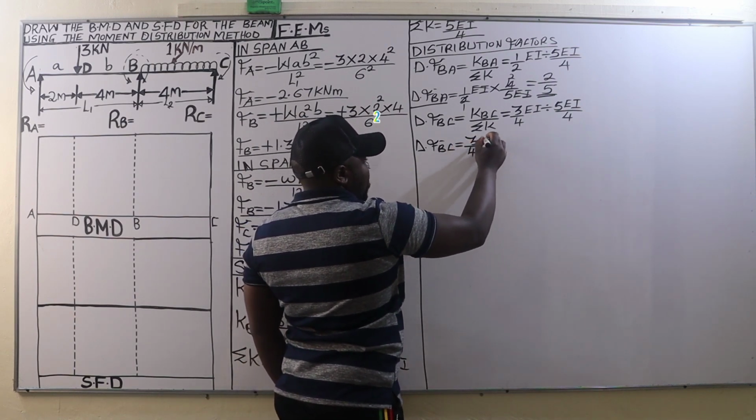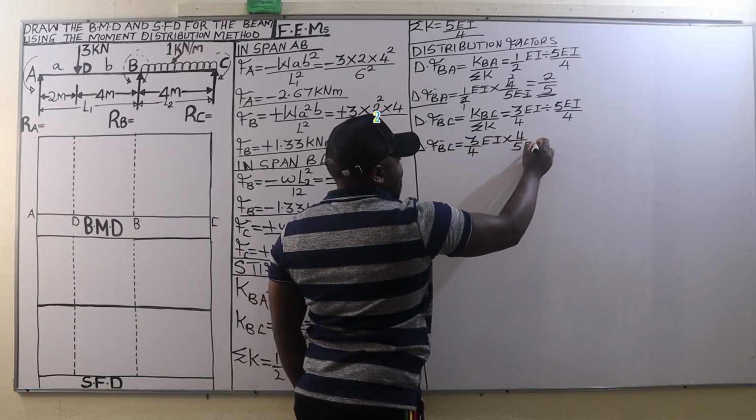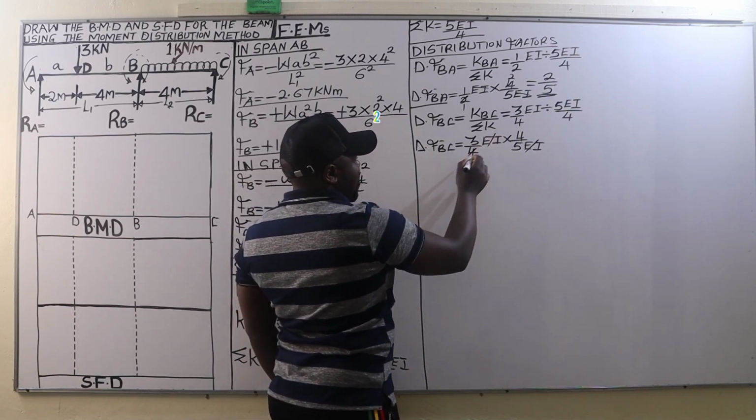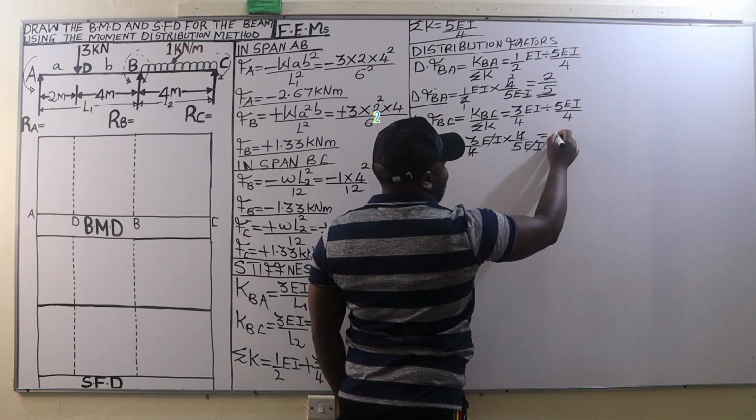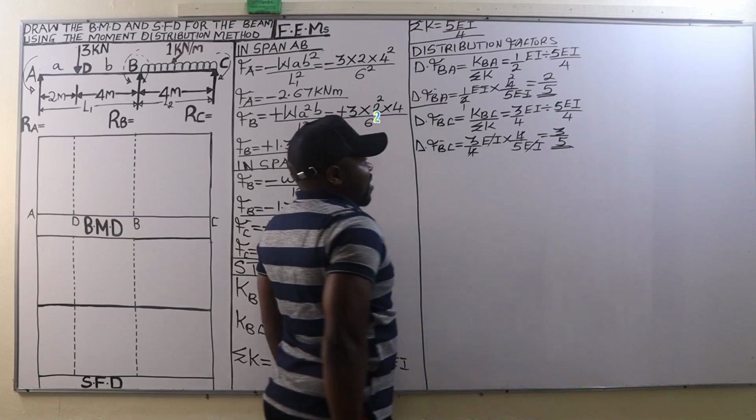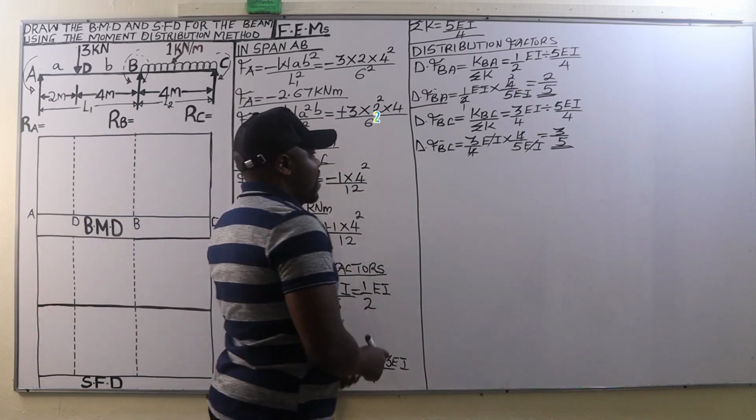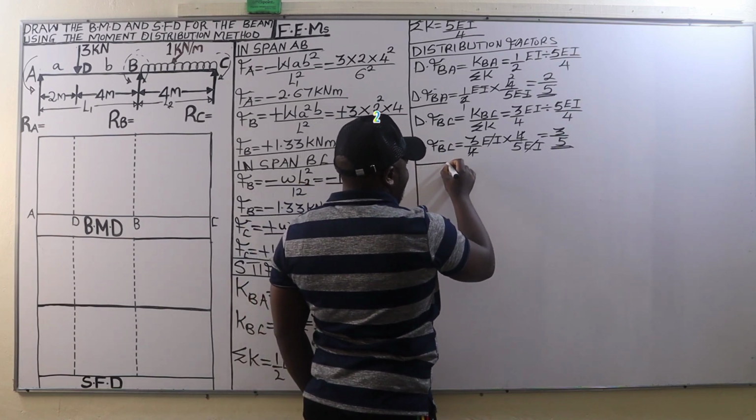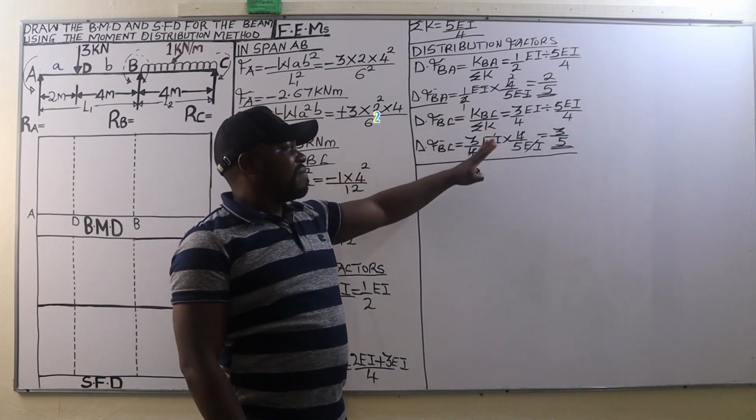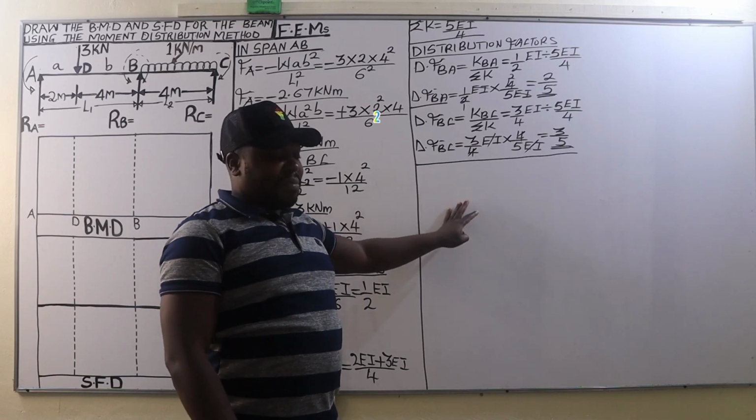And this is going to give us a distribution factor on the member BC, which will be 3 over 4 EI times 4 over 5 EI. So the EI and the EI are going to cancel out, 4 and 4 are going to cancel out, and we are going to have a distribution factor on the member BC of 3 over 5. So after getting the distribution factors, the next thing will now be taking all these values to our distribution table, and then we carry out the distribution.